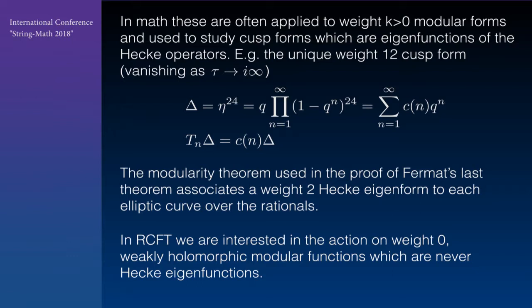A famous example, which occurs in string theory, bosonic string theory, or rather its inverse appears, is the delta, the unique weight 12 cusp form, which is eta to the 24th. And since it's the unique weight 12 cusp form, it's an eigenfunction of all the Hecke operators, and the eigenvalue of the nth Hecke operator is just the coefficient of q to the n in the q expansion of delta. They appear all sorts of places in deep aspects of number theory. There are Hecke eigenforms of weight 2 that appear in the modularity theorem. So there's this beautiful mathematical theory where Hecke operators play a very fundamental role.